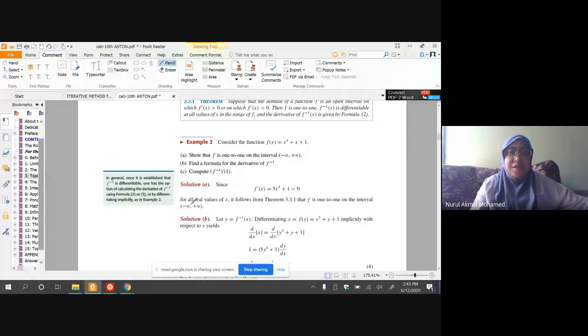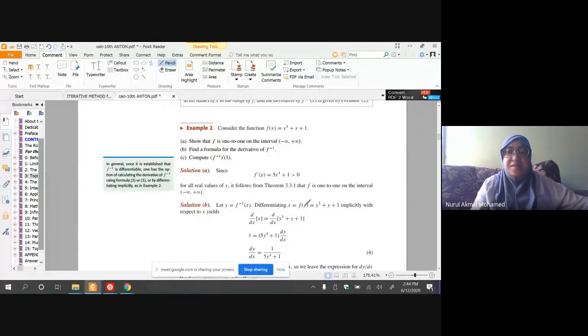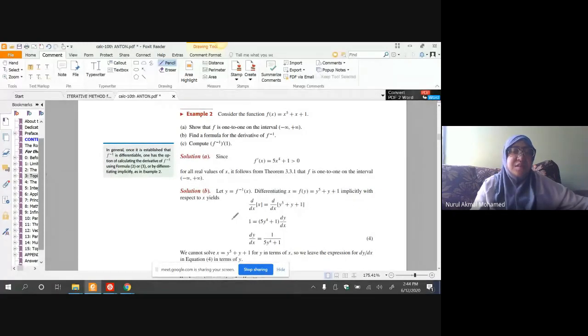Next, part B, find the formula for the derivative of f inverse. So let's denote y equal to f inverse of x. Then x equal to f of y, which is y to the power of 5 plus y plus 1. Then we can use implicit differentiation. So d/dx of x. We start from here, so x is equal to the right hand side.